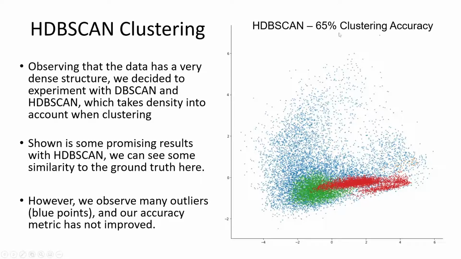The actual clustering metric in terms of accuracy has not increased. And I think this is largely because there are so many outliers, which is something that DBSCAN and HDBSCAN account for. So all of these blue dots around the green and red cluster are actually classed as noise, and essentially the algorithm has decided that this is not useful data and should not be classed as anything.